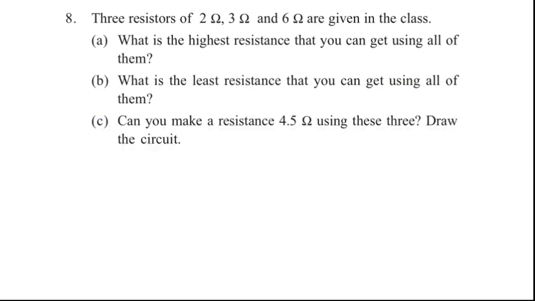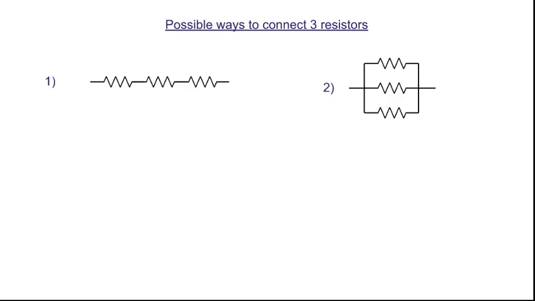Can you make a resistance of 4.5 ohm using these three? Draw the circuit. The possible ways to connect all the three resistors are either we may connect the resistors one after the other, or else we may connect one end of all the resistors together and the other ends together. So in the first case we are getting series connection, and in the second case parallel connection of resistors.